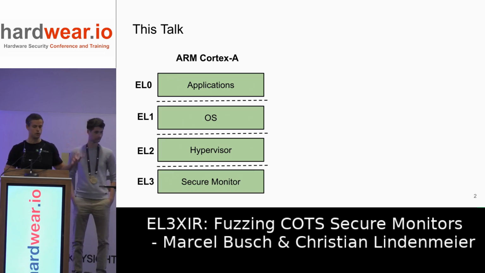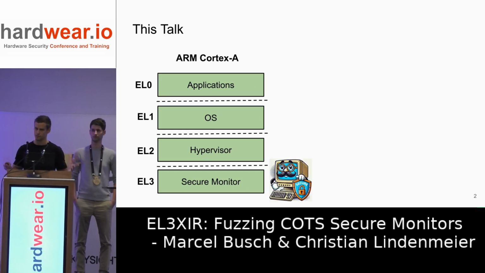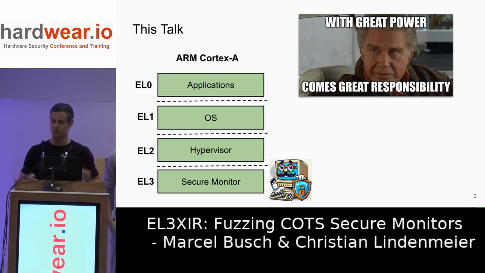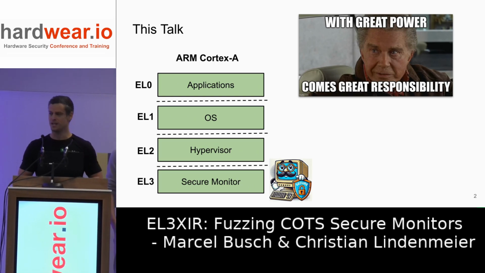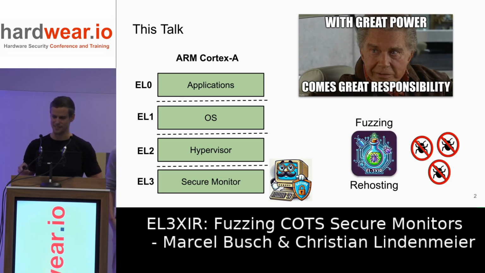So we looked at ARM Cortex-A targets, and as many of you probably know, you typically have these 4 exception levels, and we concentrated on this highest privileged level down here, the exception level 3, which is typically called the secure monitor. And as it has so much privilege over the system, with this privilege comes a lot of responsibility, and developers working on this need to be very, very careful not to plant exploitable bugs in there.